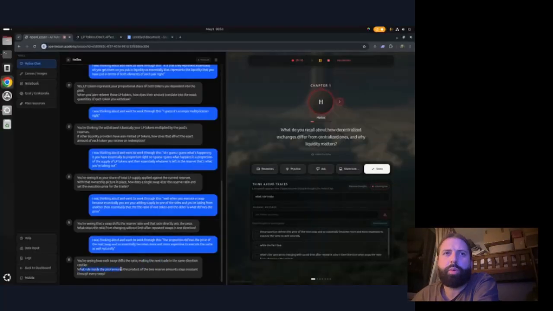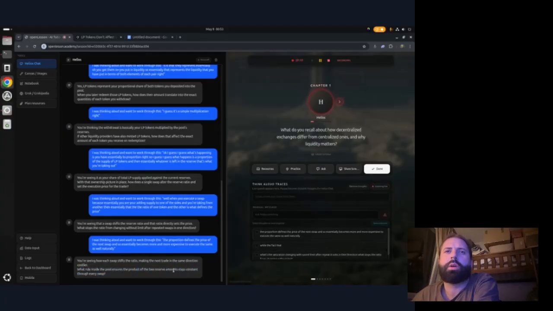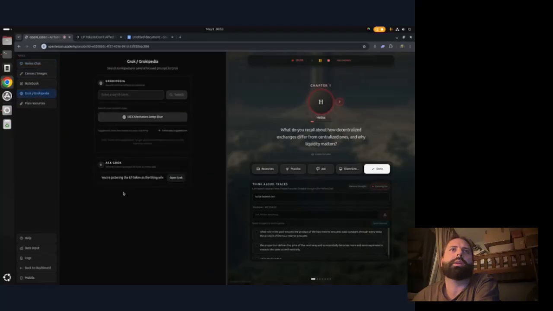What rule inside the pool ensures the product of the two reserve amounts stays constant through every swap? To be honest, no idea.